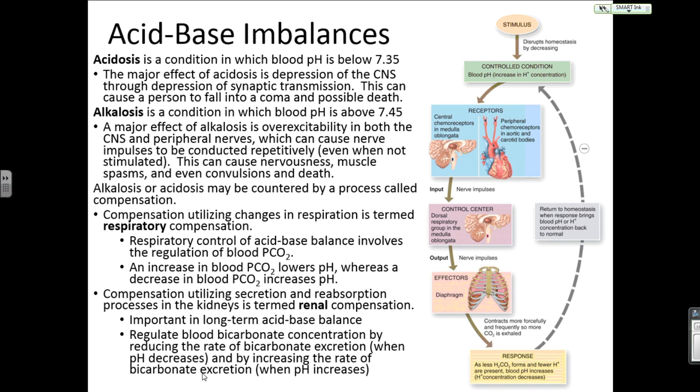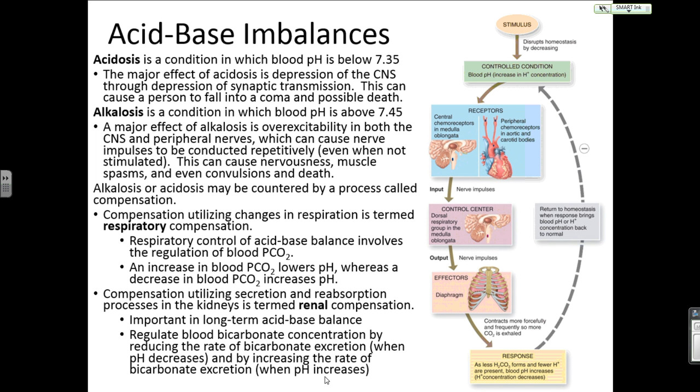In order to counter alkalosis or acidosis, we perform what's called compensation. And there's two forms. Respiratory compensation, where we change our breathing rate, is more important in quick restoration. We also have renal compensation, which is more of the long term, as we've talked about. Respiratory compensation involves changing the respiration to regulate how much PCO2 we have in our blood. Any increase in blood PCO2 will lower pH, whereas a decrease in it will increase pH. We've talked about that before. That's pretty easy to illustrate.